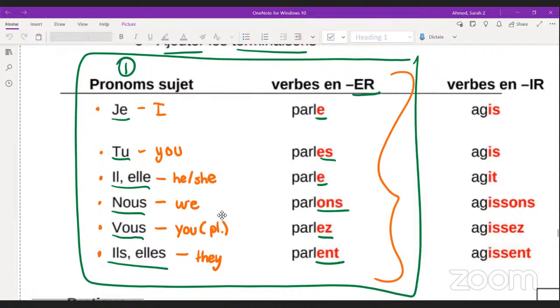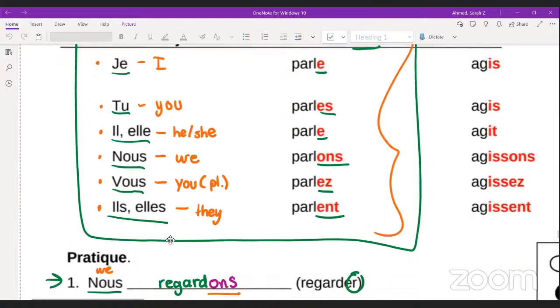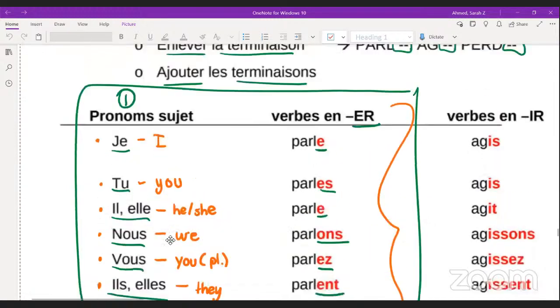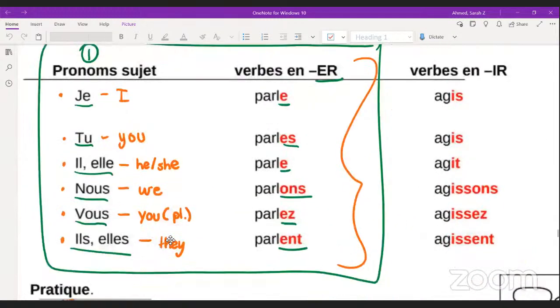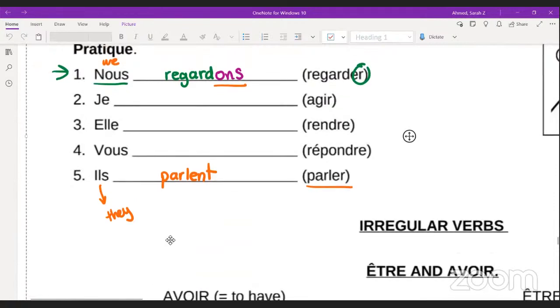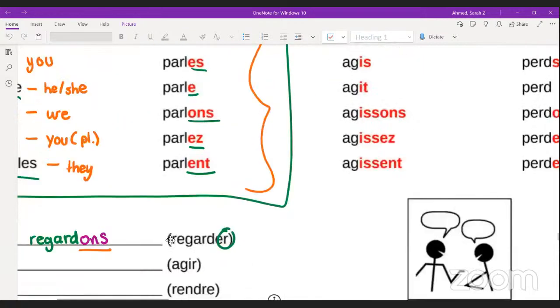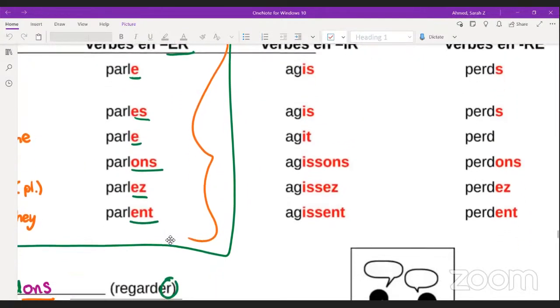Nous, ONS. Vous, EZ, very good. Ils, elles, ENT, very good. Okay, and last time we looked at the ER verbs. So today we're going to do IR verbs.